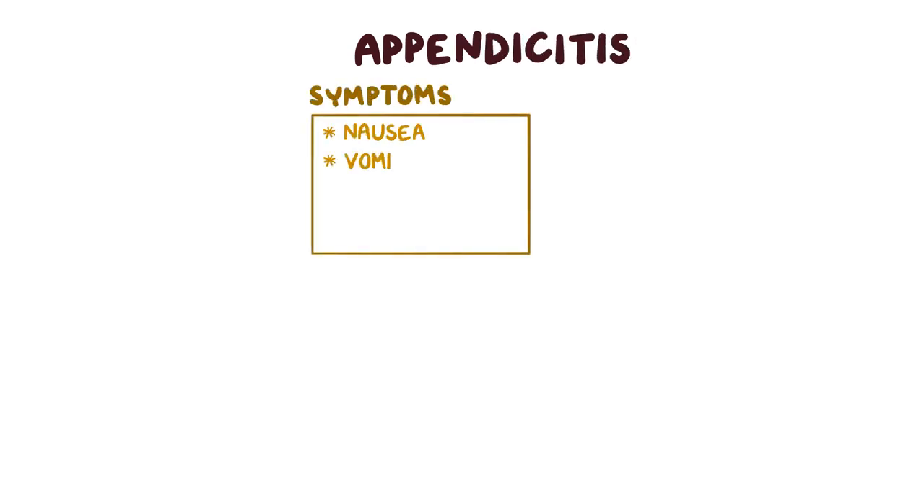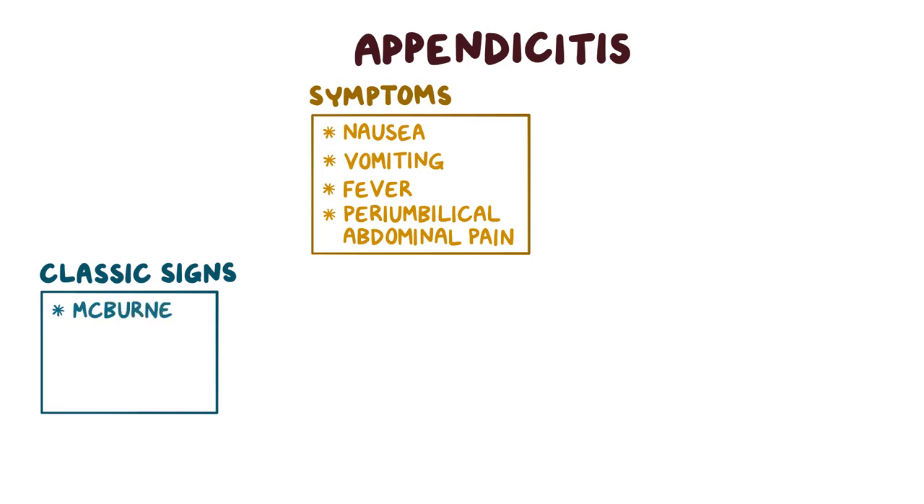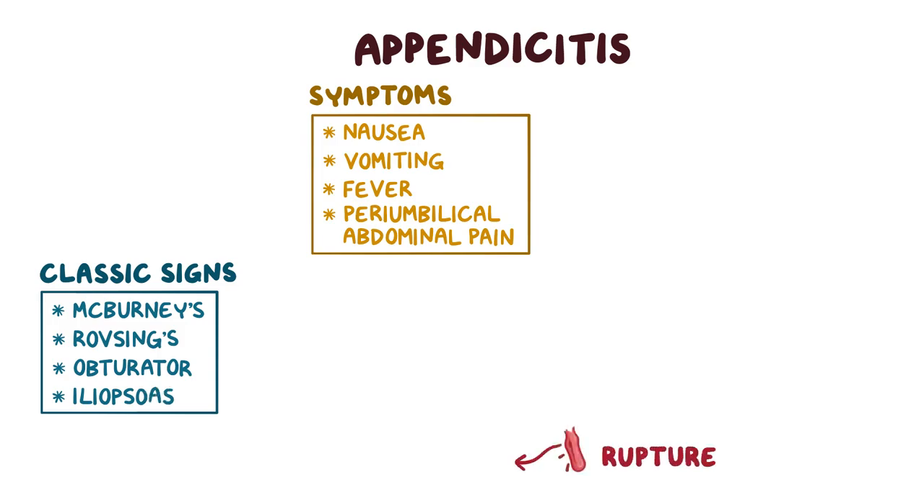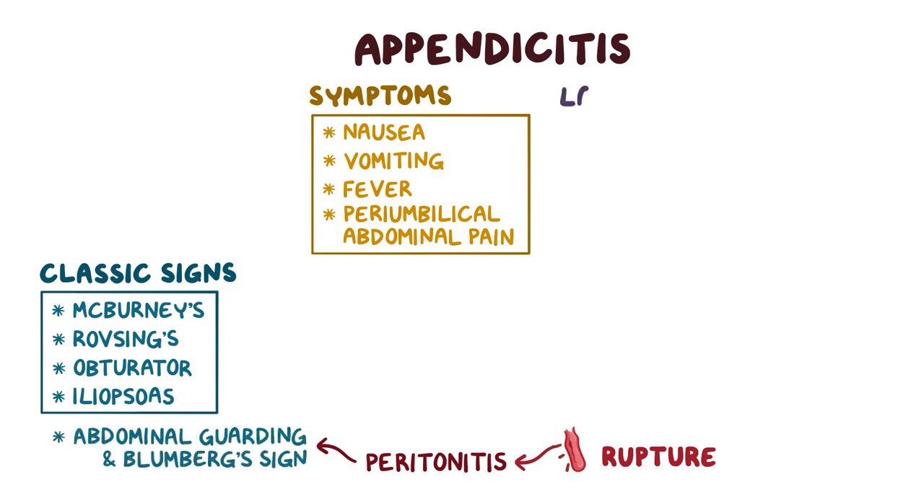Alright, as a quick recap. Appendicitis initially causes nausea, vomiting, fever, and periumbilical abdominal pain that then migrates to the right lower quadrant. Classic signs include McBurney's sign, Rovsing's sign, the obturator sign, and the iliopsoas sign. If the appendix ruptures, it can cause peritonitis, which can cause abdominal guarding and Blumberg's sign.